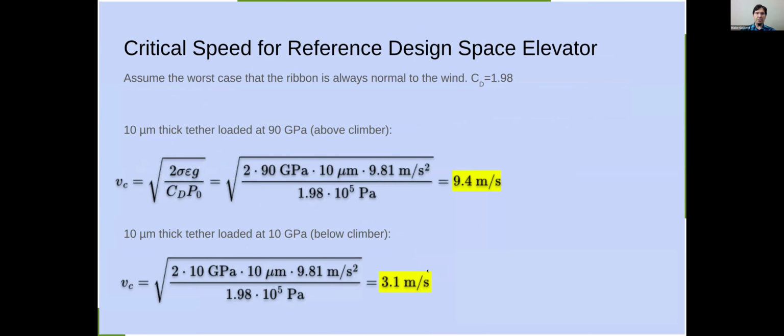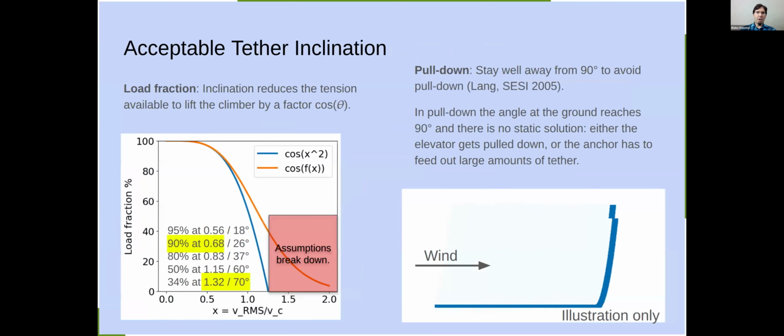These numbers will definitely vary depending on the design of the elevator, but this is just to give you an order of magnitude when we start looking at ERA 5 data. What's an acceptable inclination for the tether? Well, I would see two different criteria.